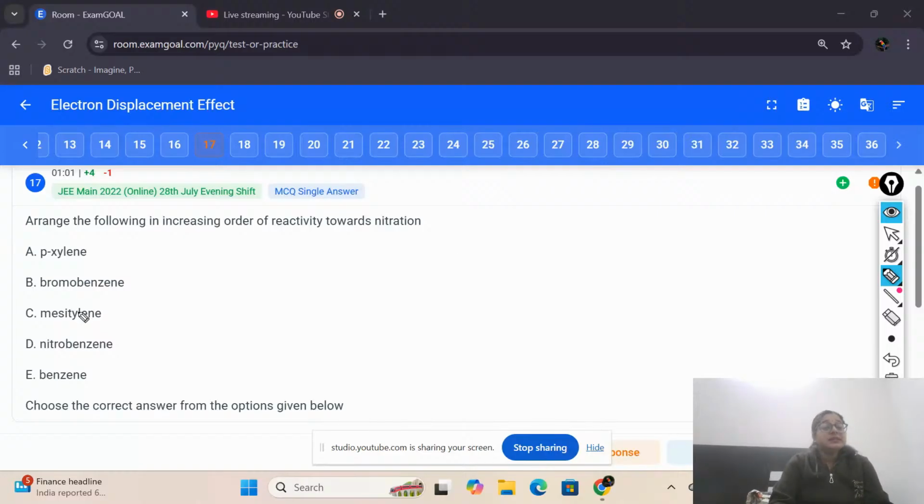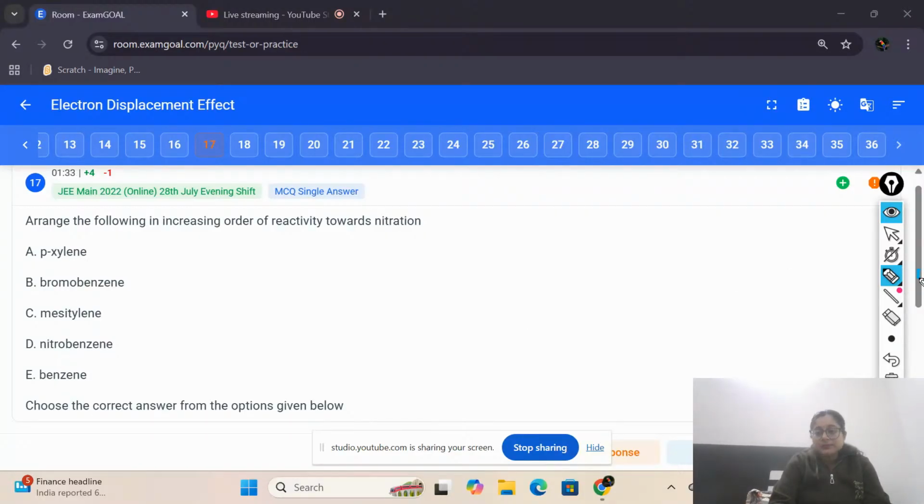Mesitylene is having three CH3 groups. So reactivity increases for nitration. Paraxylene having two CH3 groups. So this also undergoes nitration easily. So C is having the greatest nitration, followed by A, then the benzene ring, then the deactivating group bromine, and then nitro. So it will be C, A, E, B, D.